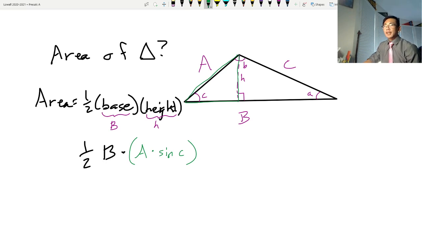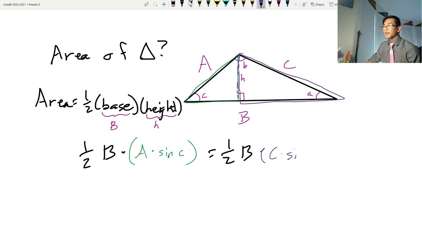But there's no reason I have to look at that from the perspective of the left triangle. I could also look at it on the right side, and I'll use purple for this one, like so. If I look at that triangle, I have 1/2 B, that's still 1/2 times the base, but the height now would be what? I think it would be big C times sine of little a. If that's the case, check this out.